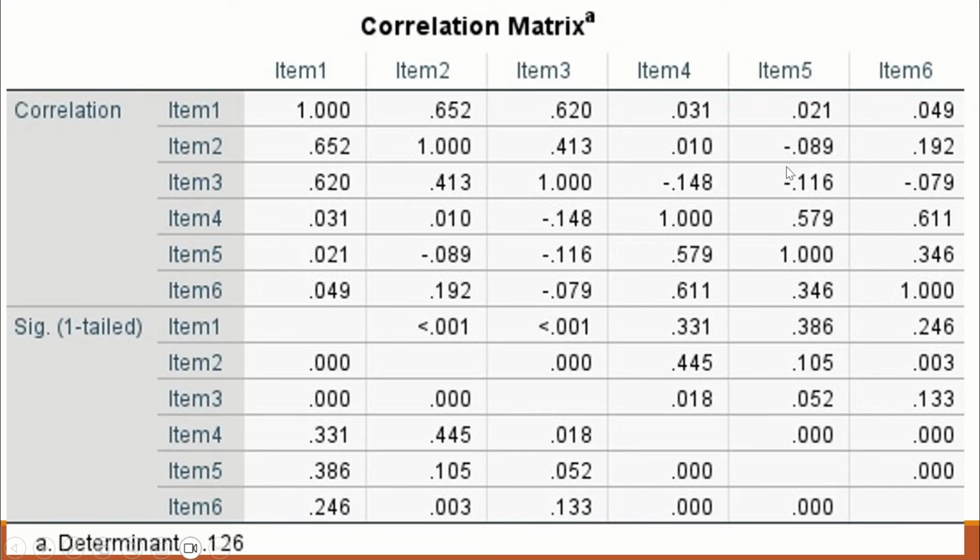So the correlation value between pairwise items needs to be examined and checked, and the p-value is given here, which should be less than 0.05 for significance, and the determinant has to be greater than 0.40 and 1.